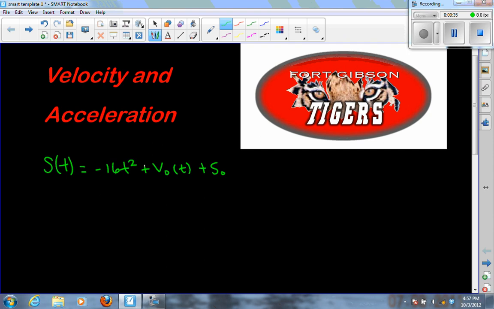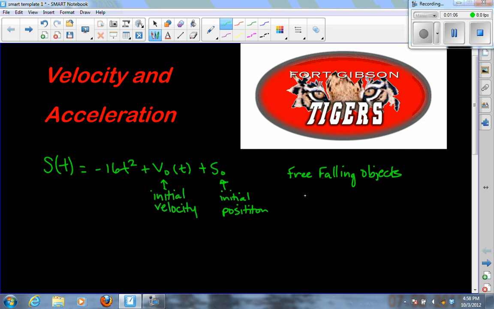And these letters: t means time, v naught means initial velocity, and s naught, which means anytime you see this little 0, that means initial. So this would be initial position, since s means position. So this is for free falling objects, which means any object that falls through the air, basically.